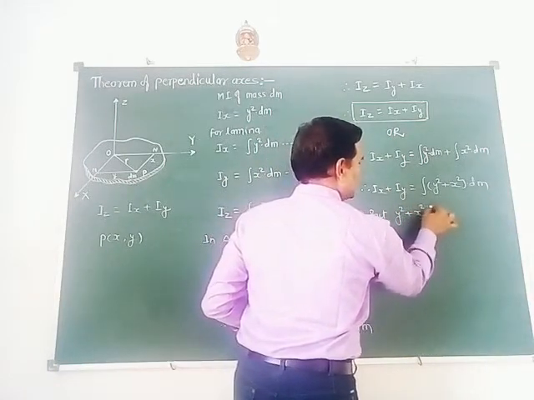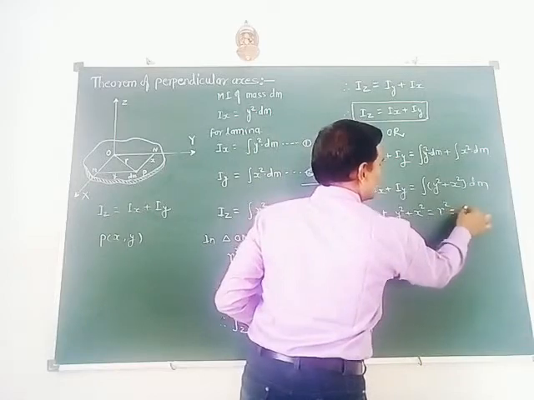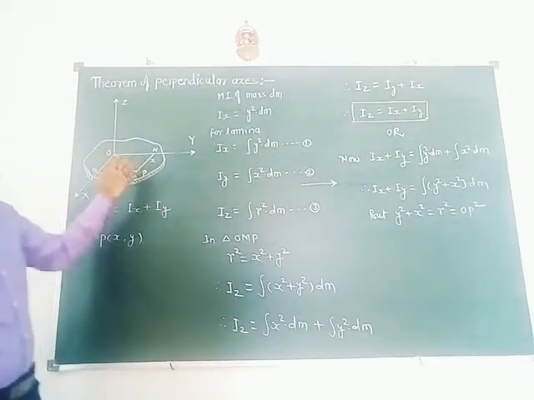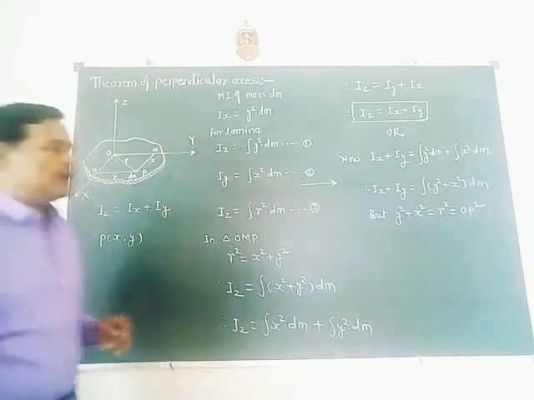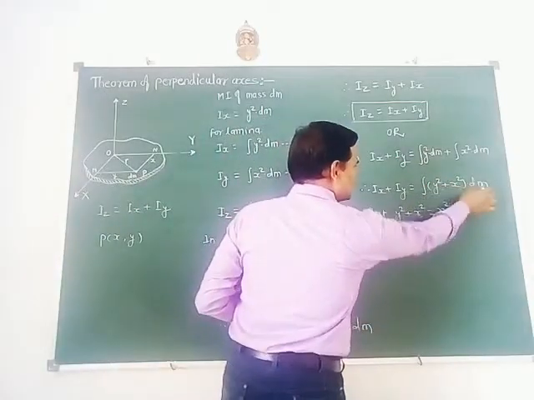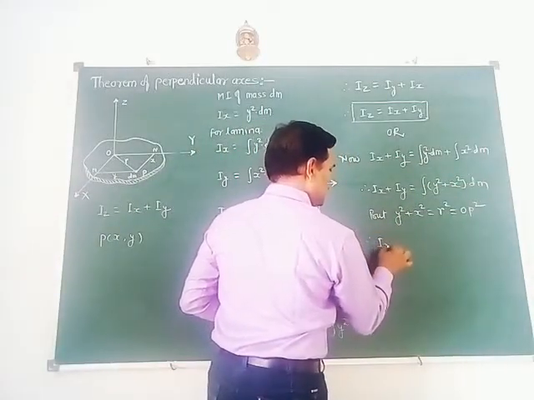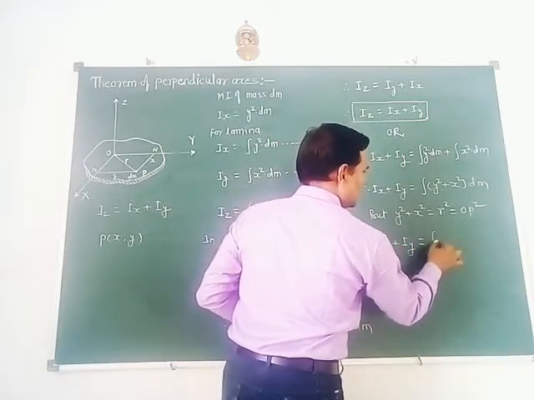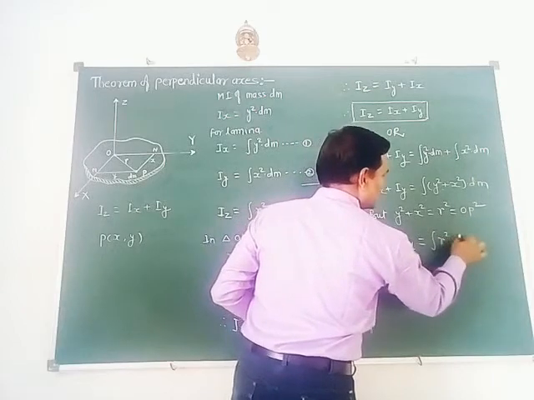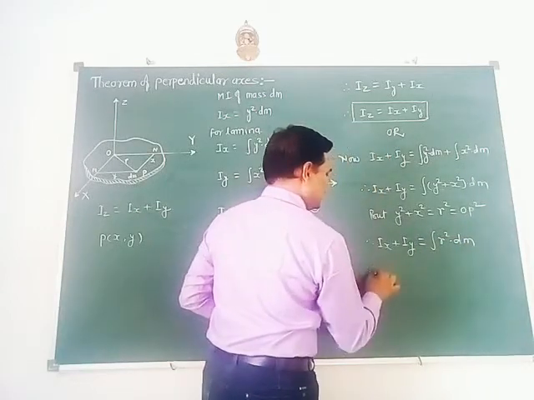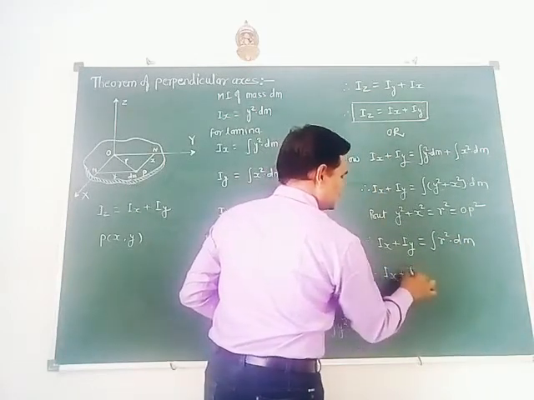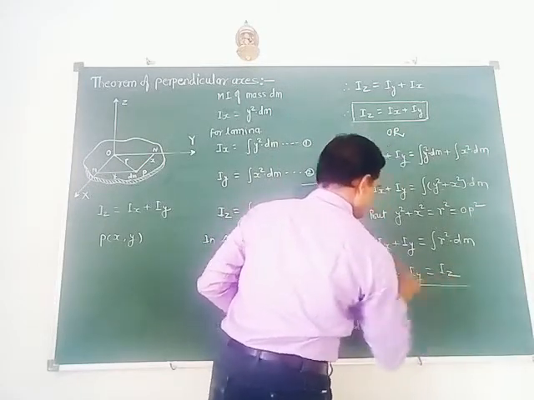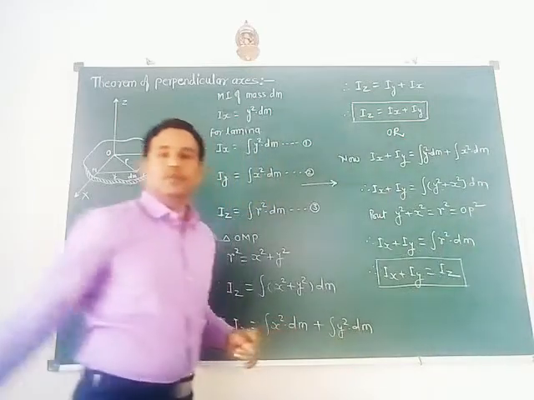Y square plus x square equals r square equals OP square, which is the distance between the z axis and point P. So instead of y square plus x square, therefore Ix plus Iy equals integration of r square into dm, and finally Ix plus Iy equals Iz. You can state the theorem this way too.